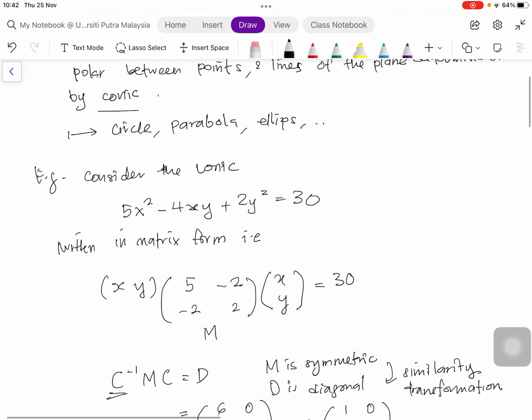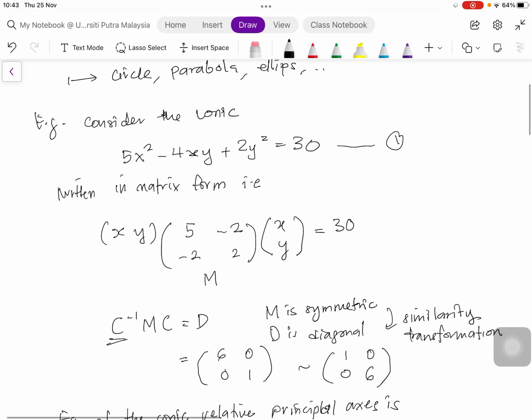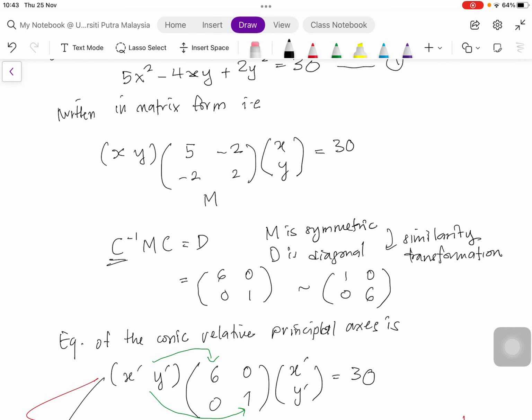Now next, let's consider the conic equation given by equation 1 here: 5x squared minus 4xy plus 2y squared equals 30. You can write this in terms of a matrix form, which is the following. You have a row vector of x and y, then a matrix M. Notice that for the matrix M here we've previously solved its eigenvalue equation, and you multiply back with the column vector of x, y that gives you 30.